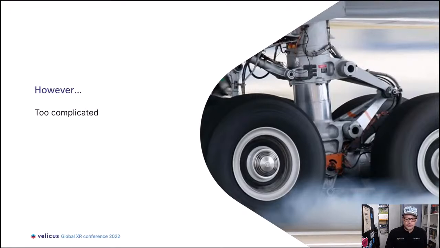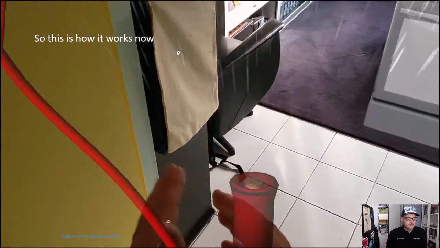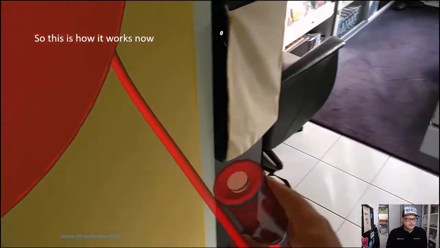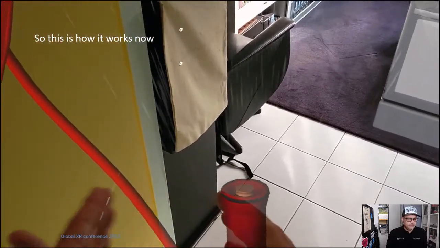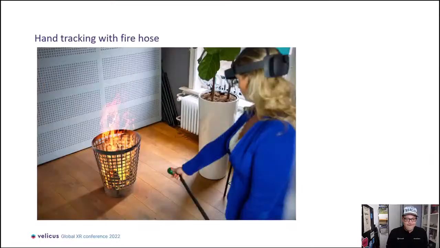You can tap the nozzle once with the hand you're not holding it with. It opens to a wide jet, and the second time it opens to a narrow jet. Closing is not possible anymore. And it works like this. Now tap, tap, and then you can tap, tap with a little bit of delay. So that's it. We have another one: hand tracking with the fire hose.